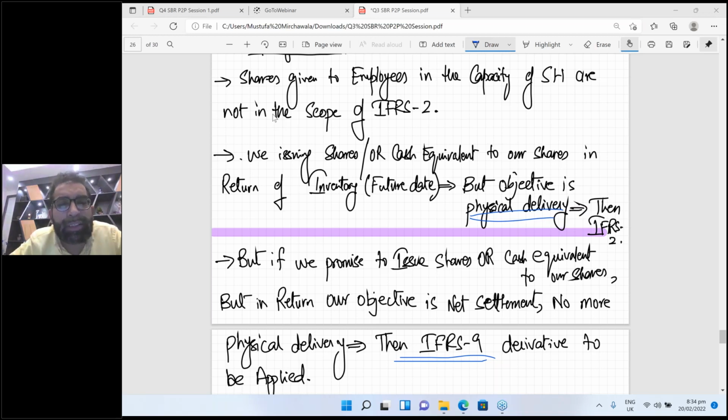I'm going to settle this contract soon. I'm going to do net cash settlement. So here the standard says this is a pure derivative, and now you can't apply IFRS 2. Now this is in the scope of IFRS 9.